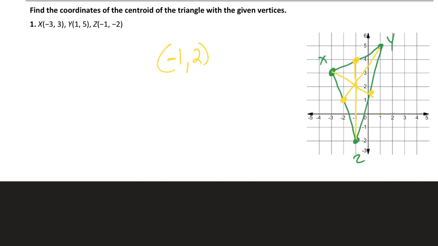So the centroid of this triangle, XYZ, is the point -1, 2. And I know I'm way off on my straight lines, but it is -1, 2. You only necessarily need to find two medians, but finding all three really helps you nail down that point and make sure that you understand you're at the right point.